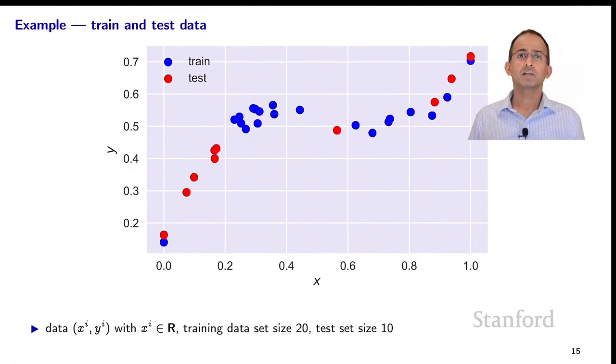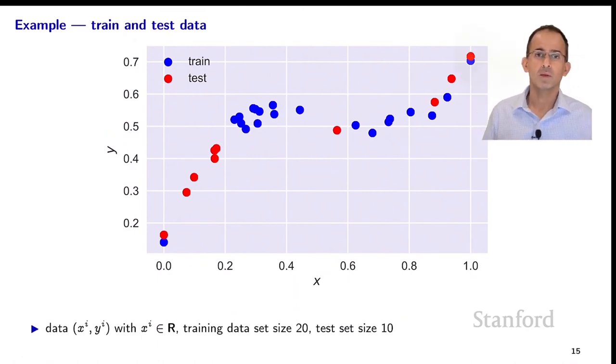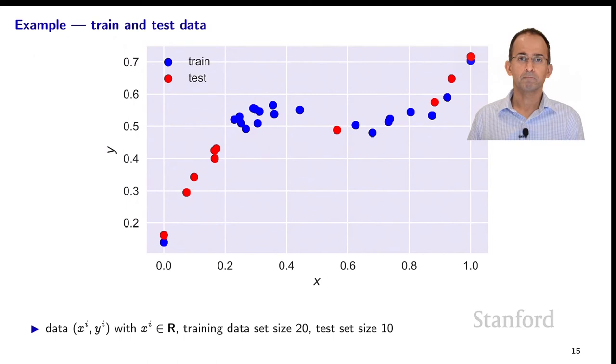Now let's look at a particular example. Here is simply a one-dimensional example. We have a data set with 30 data points, 20 of which we'll use for training and 10 of which we'll use as the test set. Here on this plot, we see 20 blue points, those are the training set, and 10 red points.